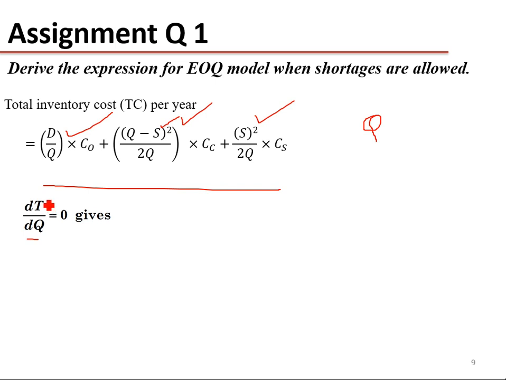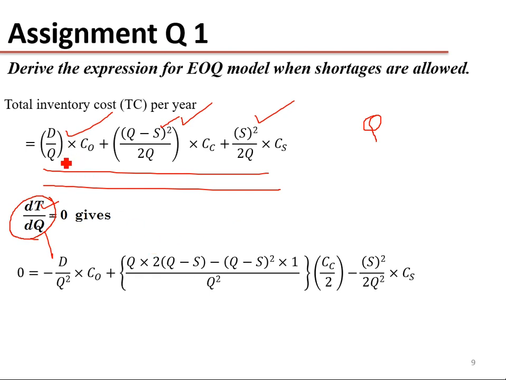When we differentiate, that means we are going to differentiate dT upon dQ. T is the total cost, and Q is the number of units you are going to keep at the optimum value. And for this Q to be optimum, we equate this thing equal to 0. Now we differentiate this, and after this differentiation we get the equation in this form. And over here, this you can easily solve, and this you can easily solve.